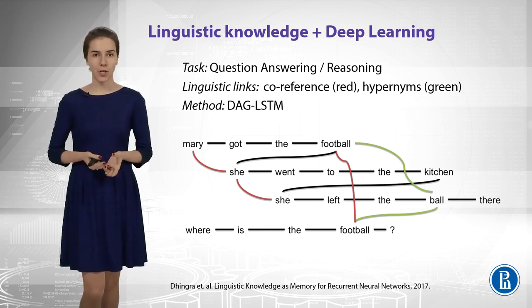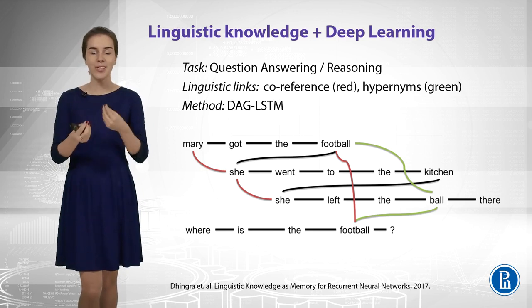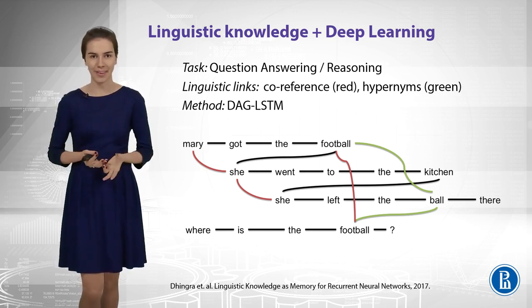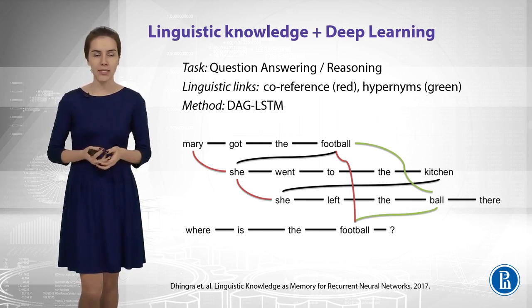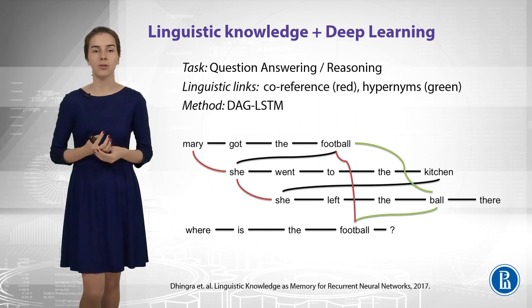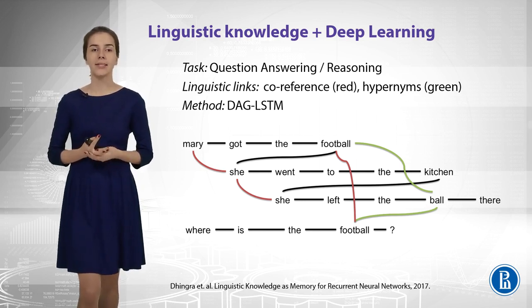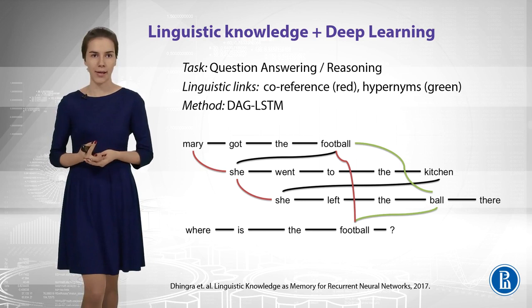So to answer this question, the machine needs to somehow understand something, right? And the way that we can build this system would be based on deep learning. So you might have heard about LSTM networks. It is a particular type of recurrent neural networks.